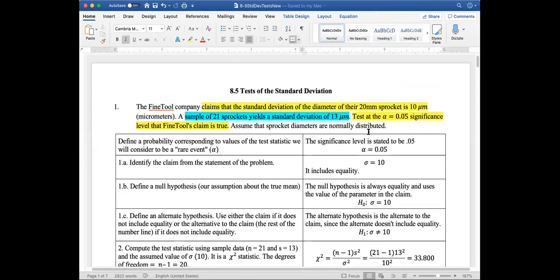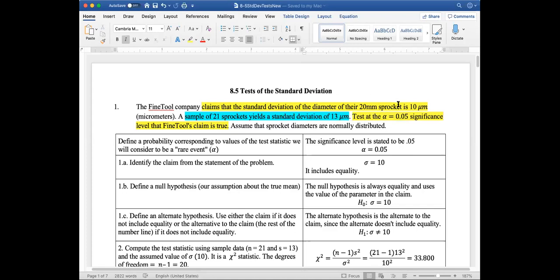The fine tool company claims that the standard deviation of the diameter of their 20 millimeter sprocket is 10 micrometers. A sample of 21 sprockets yields a standard deviation of 13 micrometers. Test at the alpha equals 0.05 significance level that fine tools' claim is true.